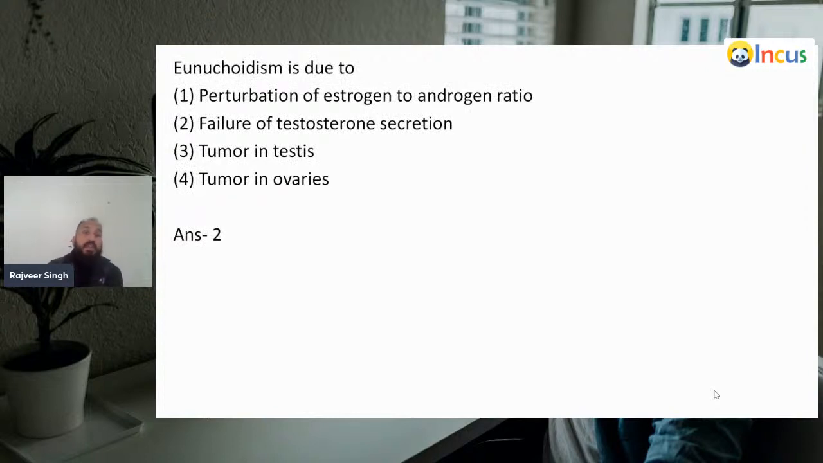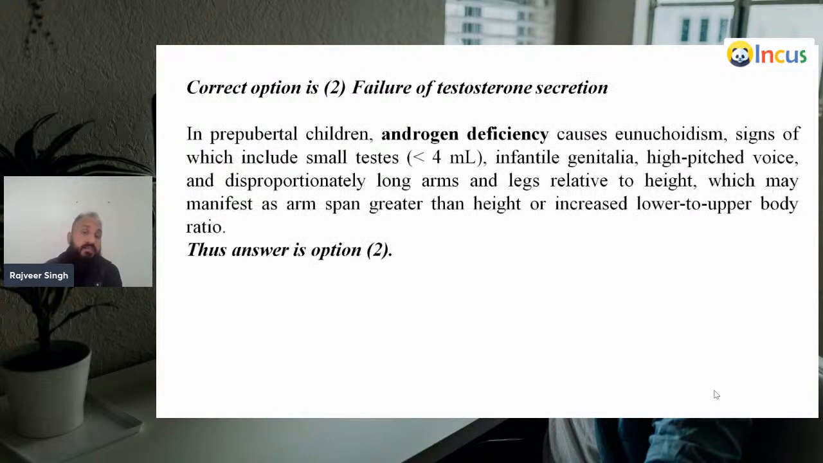Next one, eunuchism is due to what? Perturbations of estrogen to androgen ratio, failure of testosterone secretion, tumor in testis, tumor in ovaries. So the answer will be second, failure of the testosterone secretion.